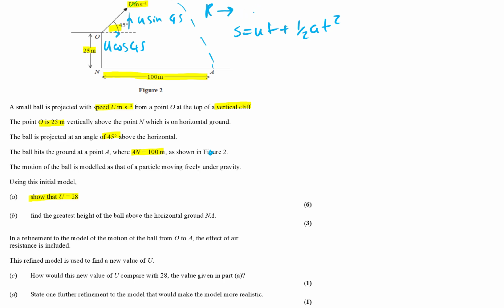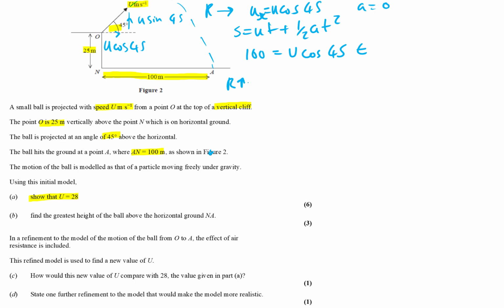So resolving horizontally, we get U, well, it's UV really, let's call that UX, equals U cos 45. Right, A equals 0. So we know the horizontal distance of 100 equals, well, it is just going to be U cos 45 from the original part, U cos 45 T. We have our equation here.